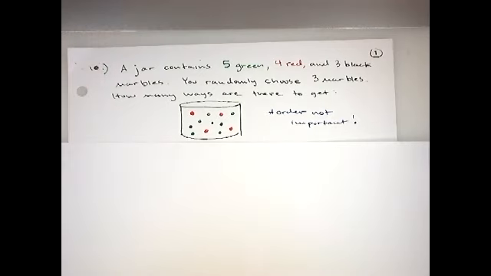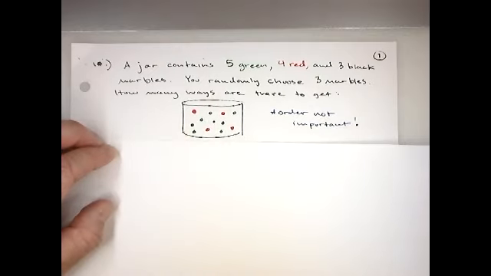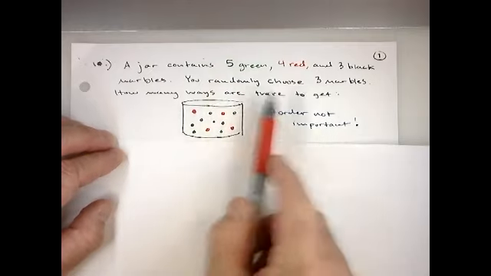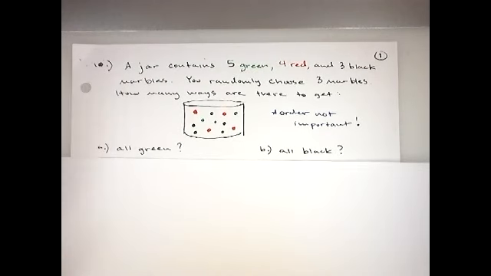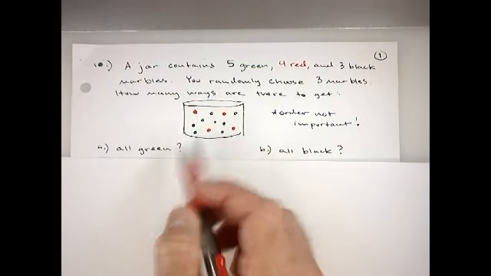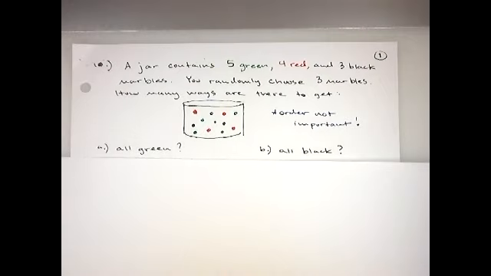Let's say you have a jar. This is a common scenario that you'll see. Say you have a jar that has 5 green, 4 red, and 3 black marbles. So we have a total of 12 marbles. You randomly choose 3 marbles, and we're going to count the number of ways of getting, for example, all green or all black. So order is not important, right? If you get a red, green, and a black marble, the order you pick them doesn't really matter. You still have a red and a green and a black marble. So these are going to be combinations.